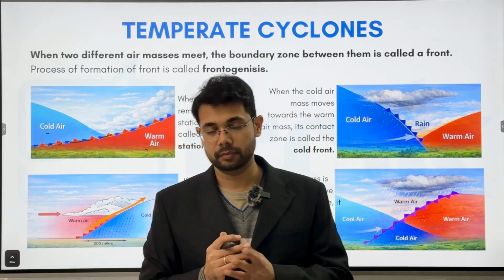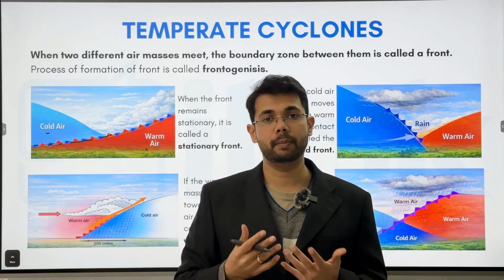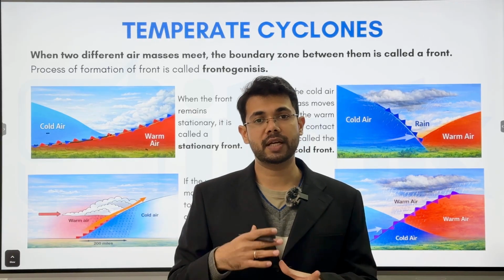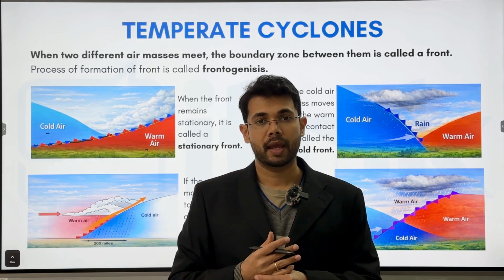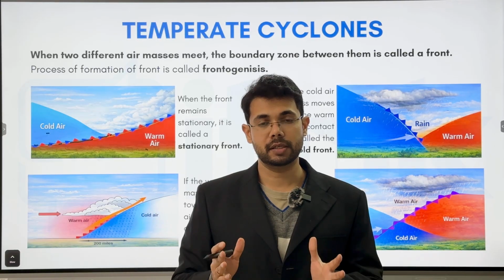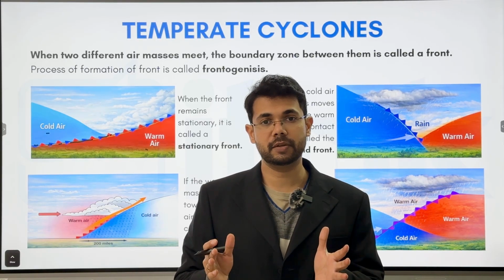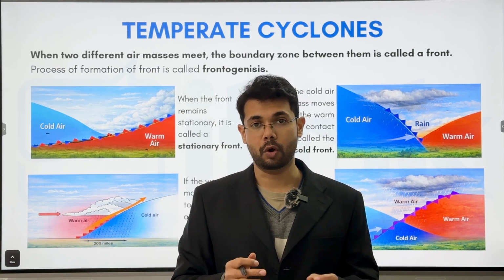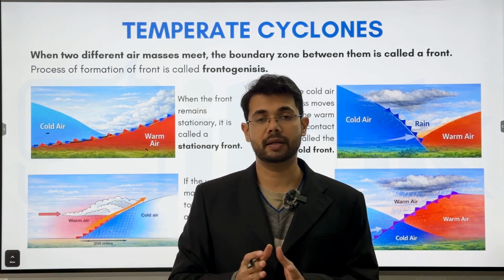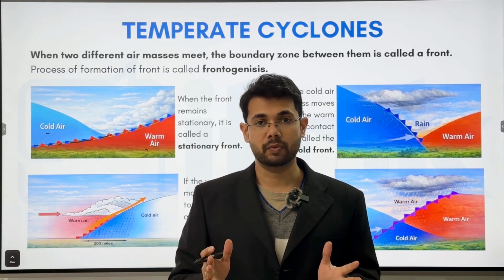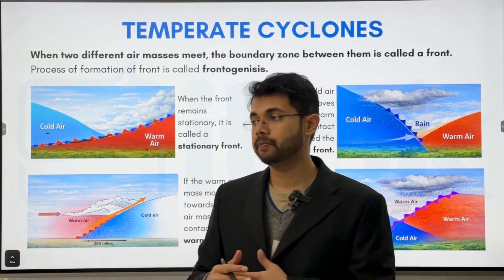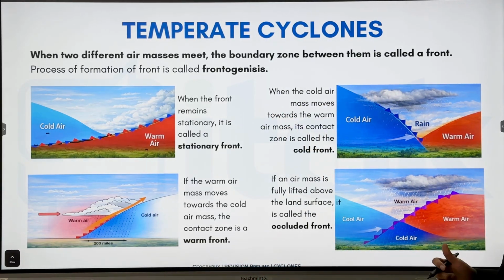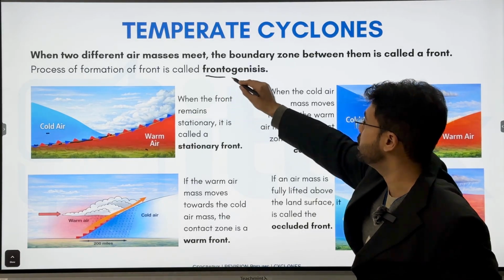Imagine there is a piece of land with a particular temperature, pressure. The air packet on top of it will slowly start acquiring the same temperature, and that becomes the air mass. Now this complete air mass starts shifting due to some reason. Whether the land previously was warm or cool will decide whether the air mass is a warm or a cold air mass. So when two different air masses meet, the boundary zone is called a front. Formation is called frontogenesis.